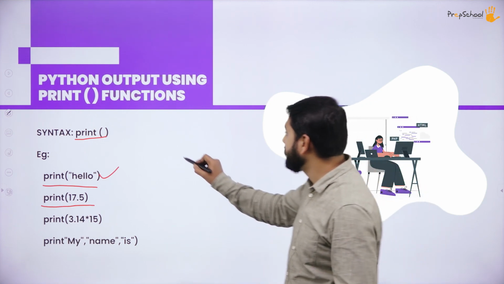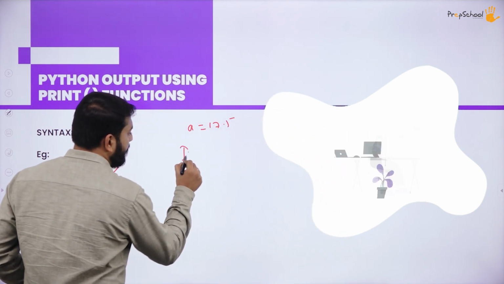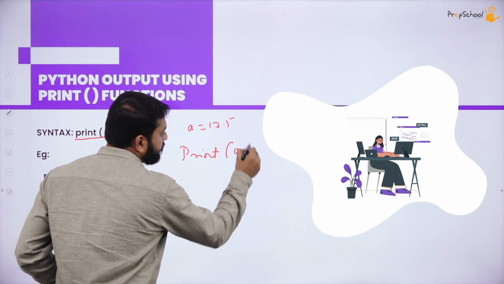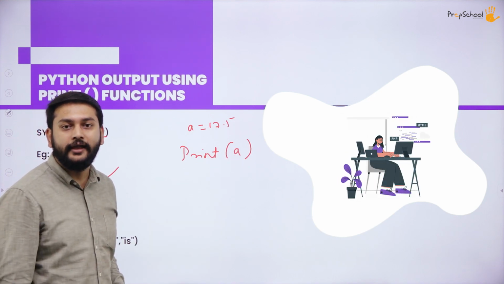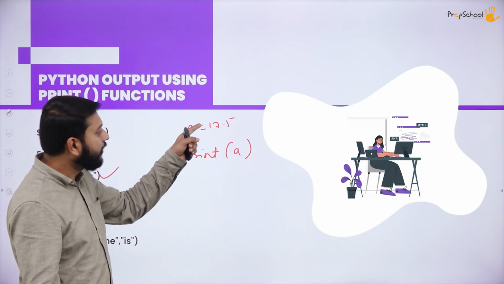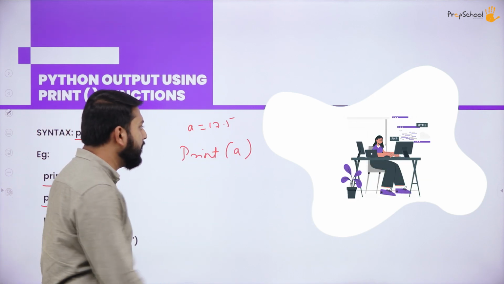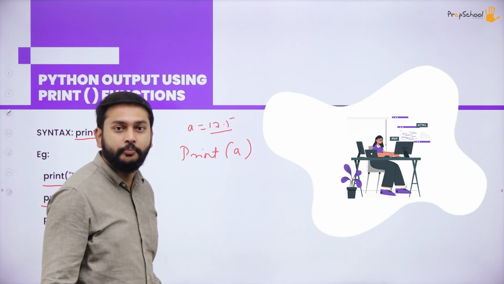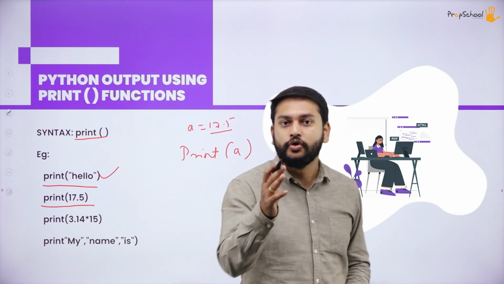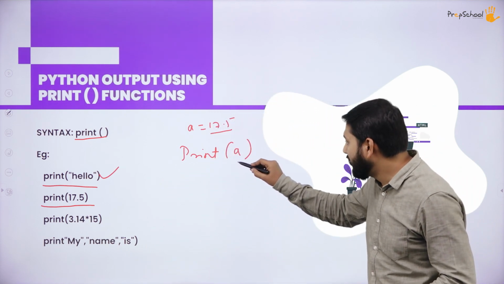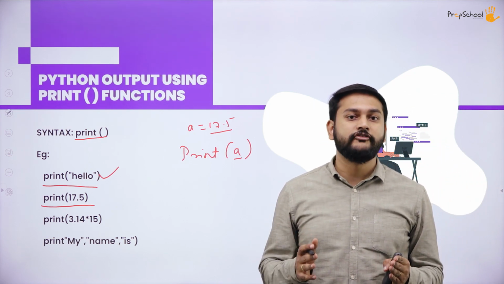And one more thing you need to observe. Suppose I write a is equal to 17.5, and then I just write print a. What will happen? It will not print a, it will print the value of a. So what is the value of a? 17.5. So if I use this statement, my output will be 17.5. Please observe, I have not enclosed it with the quotes. If I don't use the quotes, it will print exactly the value that I have stored in the variable. That is what you have to understand.